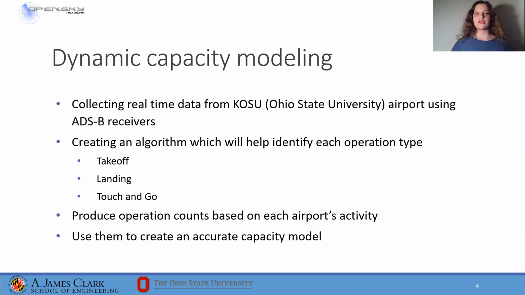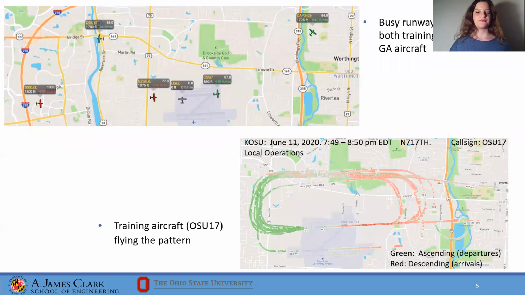One of the project airports is COSU, which also hosts the Ohio State University Flight School. There, we have installed two ADS-B receivers, one for 978 UAT data and one for 1090 ES data. These are used to create an algorithm which will identify each aircraft activity and then produce operation counts for each airport. These will be used to create an accurate capacity estimation model. However, this is still an ongoing process and we do not have any final results yet.